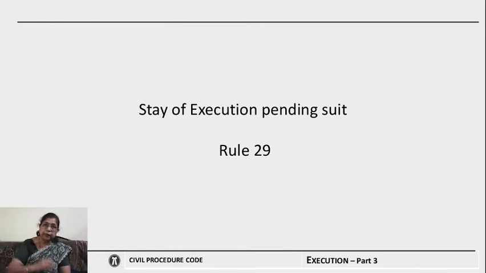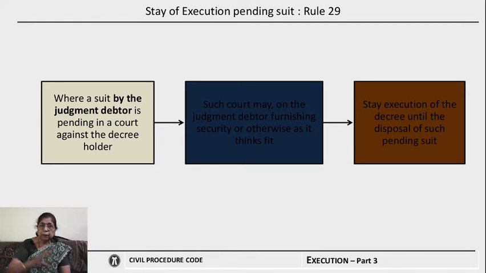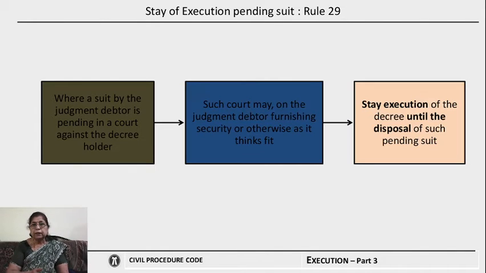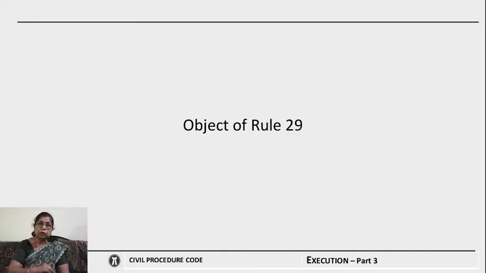Now, coming to Rule 29, this is another power of a stay of execution where there is a suit pending before that same court. There is a difference between Rule 26 and Rule 29. In Rule 29, there should be two suits. So, pending suit, what is the meaning of this? Where a suit by the judgment debtor is pending in a court against the decree holder, such court, the words are important, such court may, on the judgment debtor furnishing security or otherwise as it thinks fit, stay the execution of the decree until the disposal of that pending suit before the court.